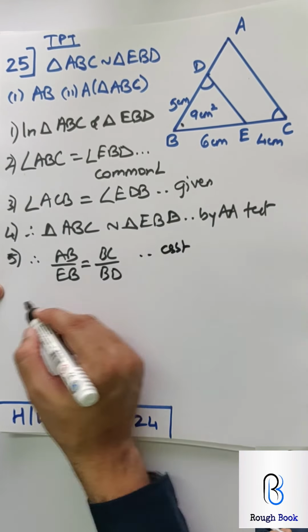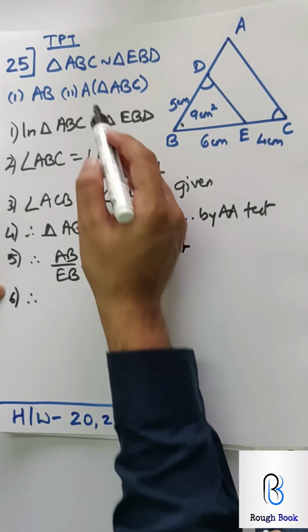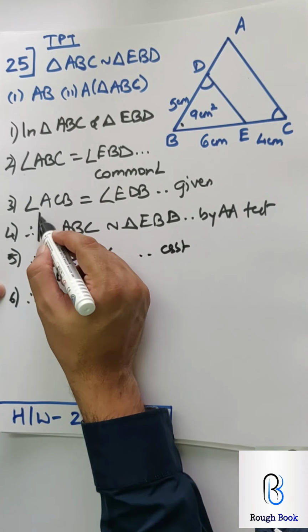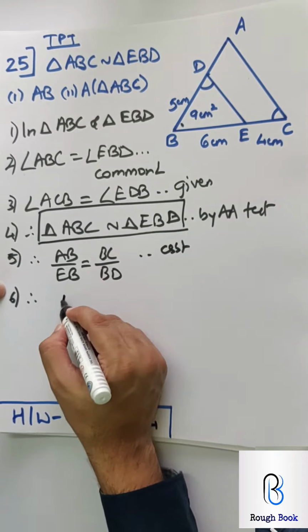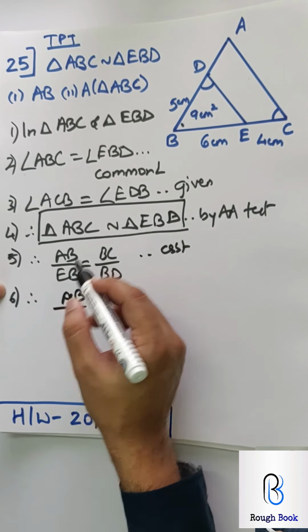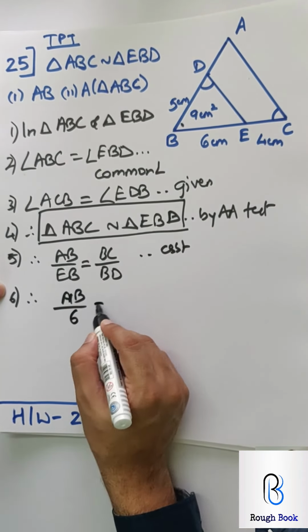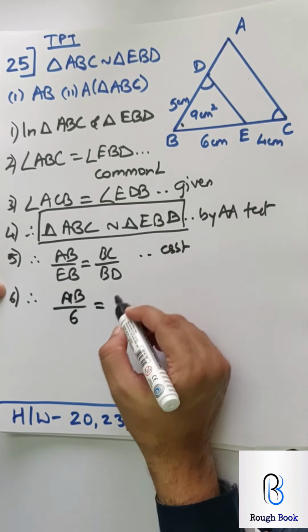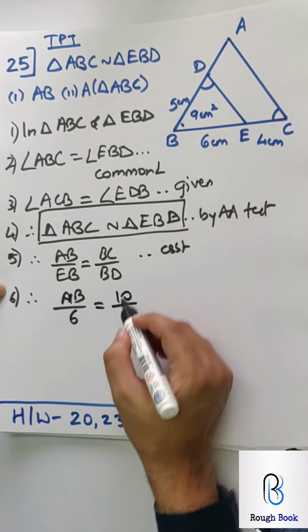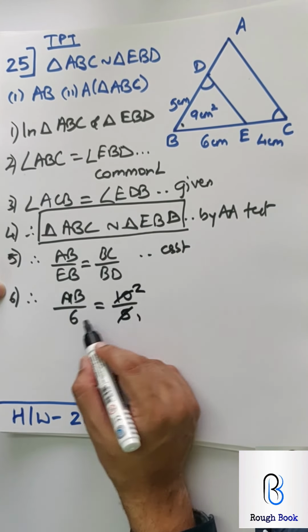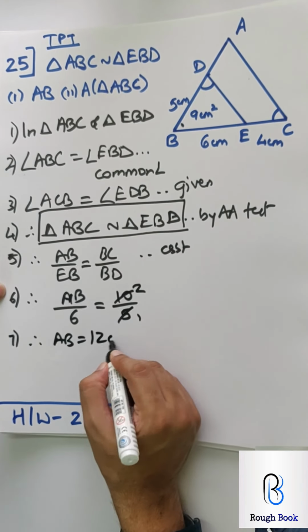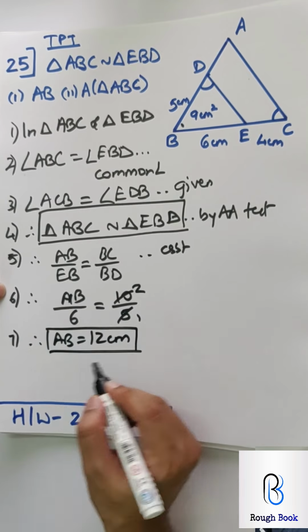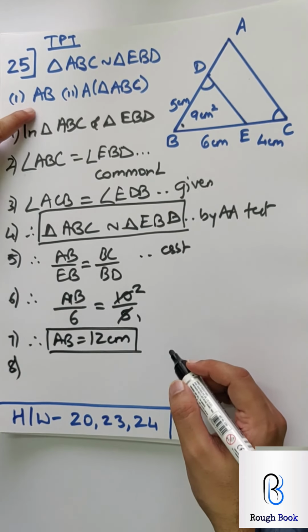So CSST. So sixth step. So first thing is to prove these two triangles similar. So put a box there itself. The next thing, AB we don't know, and EB is 6, BC is 10, and BD is 5. So 5 ones are 5, 2s are 10, so 6 2s are 12. So step 7, therefore AB is 12 centimeters. So we managed to get AB, the second part.